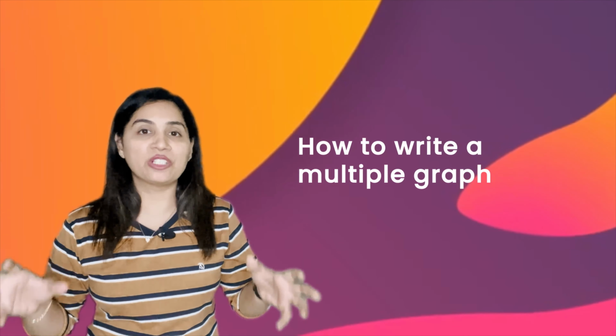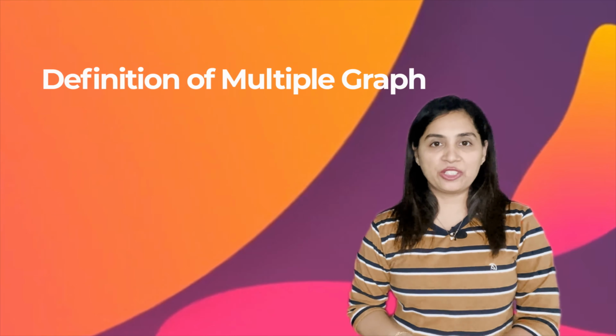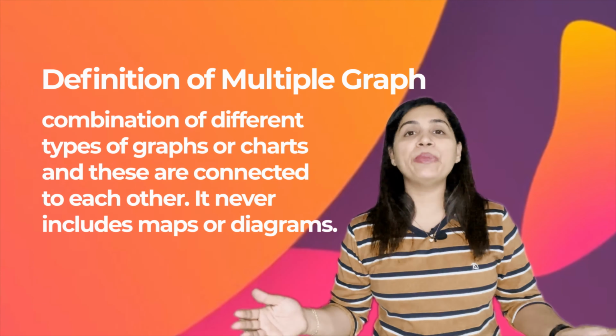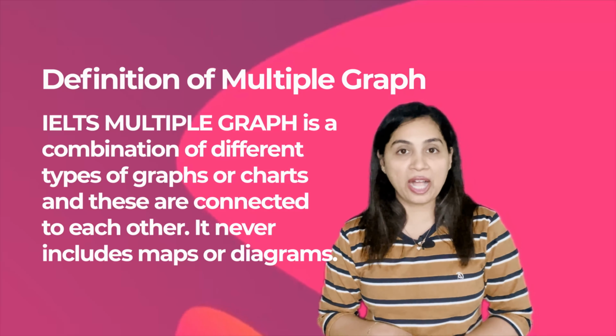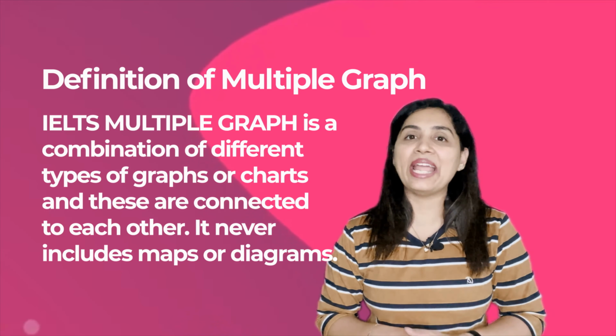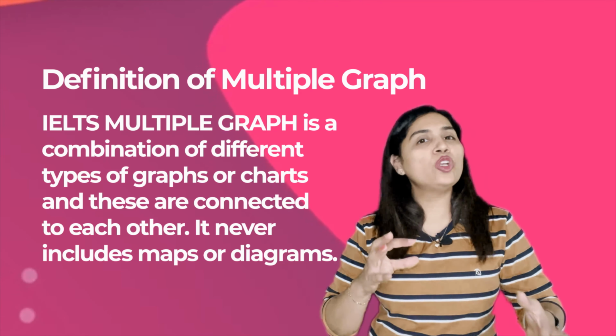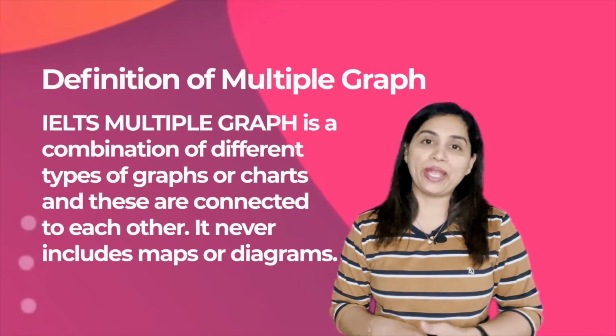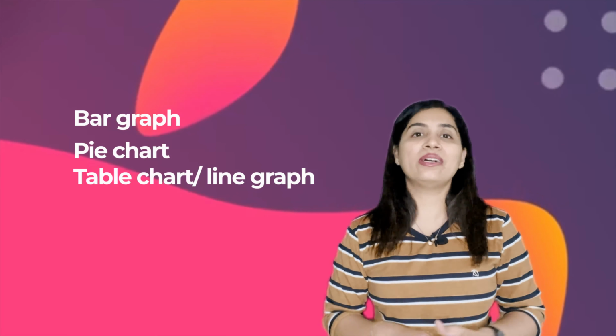So without wasting any time further, let me take you into the description of how to write a multiple graph or how to present a report of a multiple graph. So what is a multiple graph? An IELTS multiple graph is a combination of two different types of graphs or charts, and these are connected to each other. That means they have almost similar categories but two different situations. This particular question never includes a map or a diagram. So you only have to focus on four types of charts or graphs, that is a bar graph, a pie chart, a table chart or a line graph.